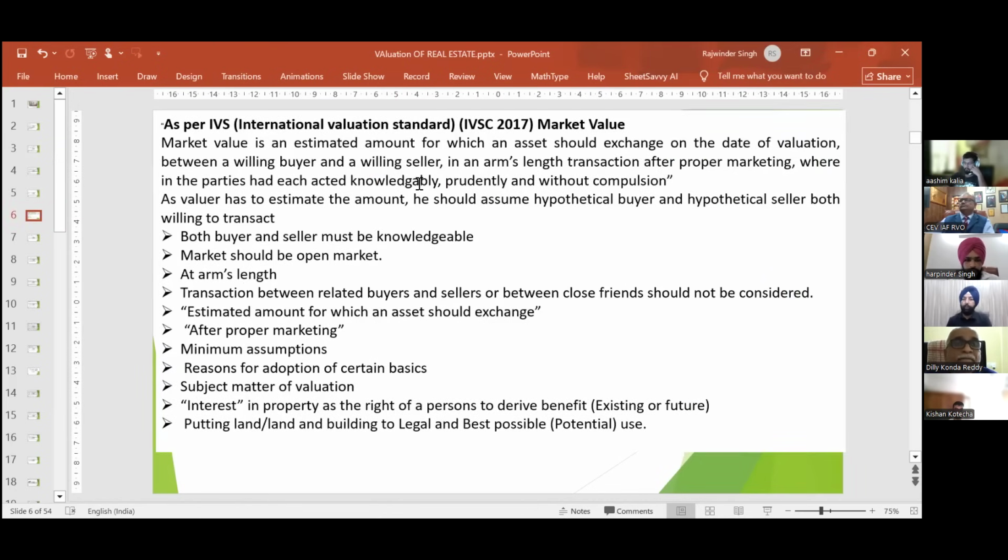And now the most important value, which as a valuer you have to calculate most of the time, market value.